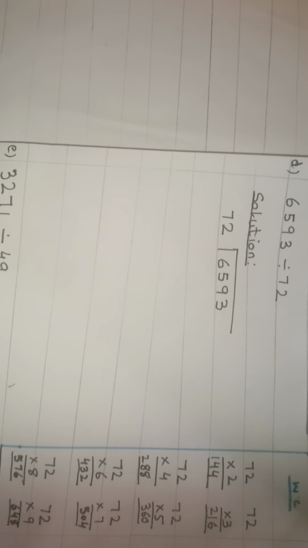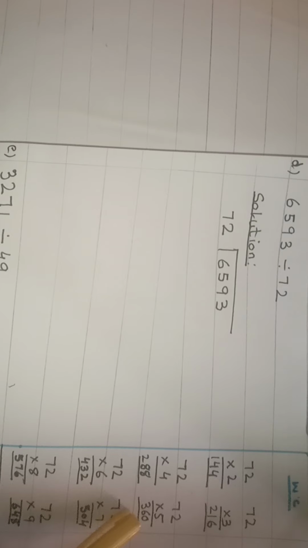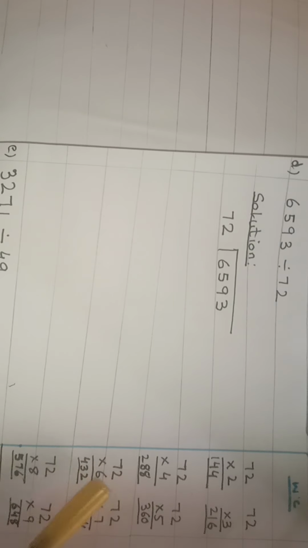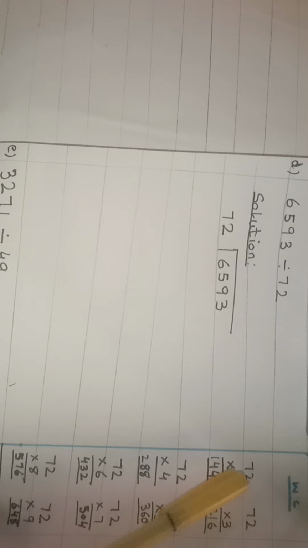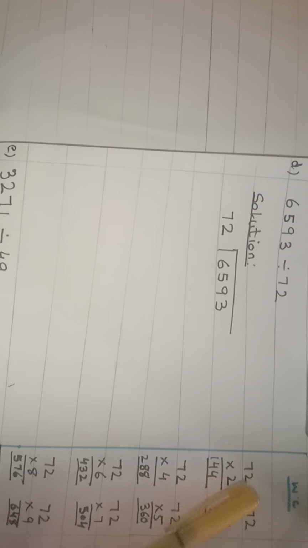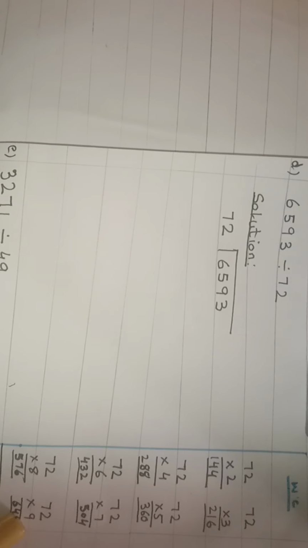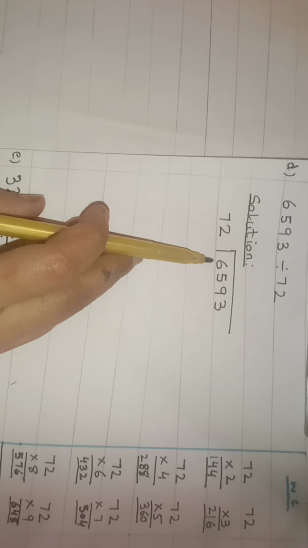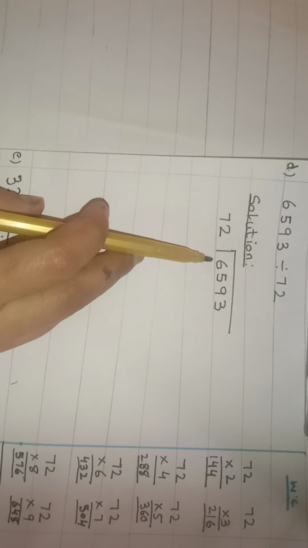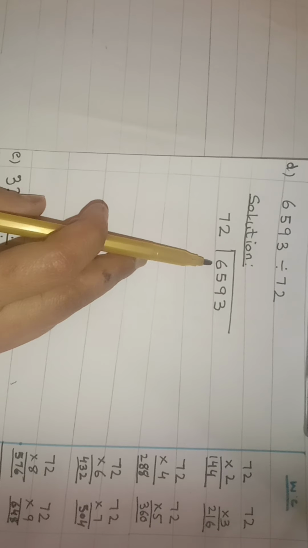72 into 5. 5 twos are 10, 0 write, 1 carry. 5 sevens are 35 plus 1 is 36, 360. 72 sixes: 6 twos are 12, 1 carry, 6 sevens are 42 plus 3, 43. That's how we have written the table of 72 from 72 twos till 72 nines. Now we can easily do the division. 65 is less than 72, so we will find a number equal or less than 659.